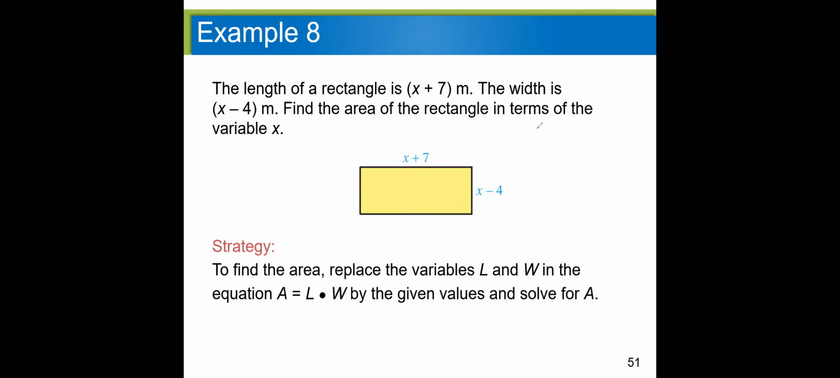I give you a rectangle. I give you a yellow rectangle. I say the length of that yellow rectangle is x plus 7 meters, and the width of said yellow rectangle is x minus 4 meters. I can then stop and ask you, hey, find the area of the rectangle in terms of the variable x. Meaning, if I choose x to be basically any number, what is its area? Can you give me an equation for the area without first solving for the length and the width?